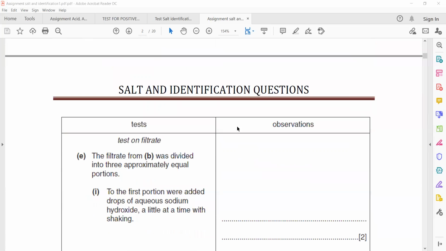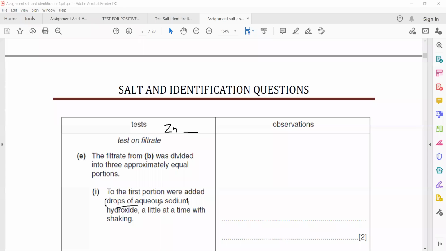Now, test on filtrate. So what is the filtrate? Filtrate is a zinc salt. So zinc is there, but what else is with zinc we don't know. The filtrate from B is divided into 3 equal portions. To the first portion, we add drops of sodium hydroxide.